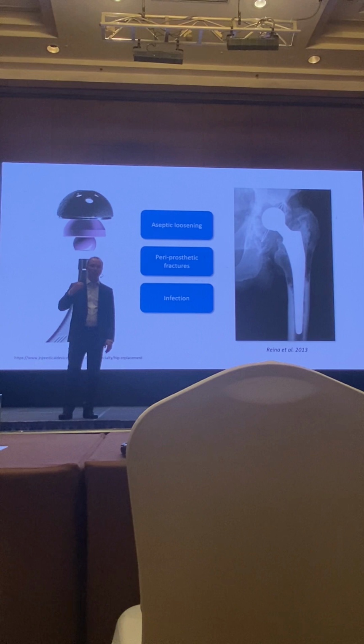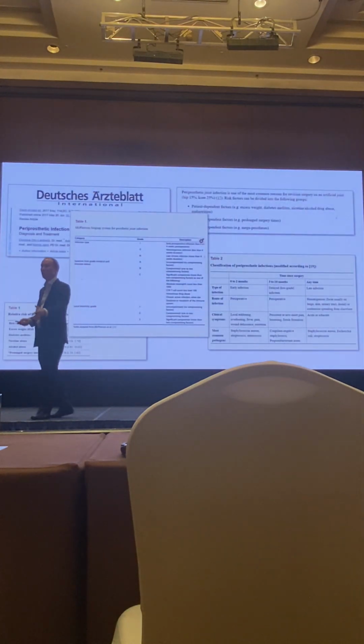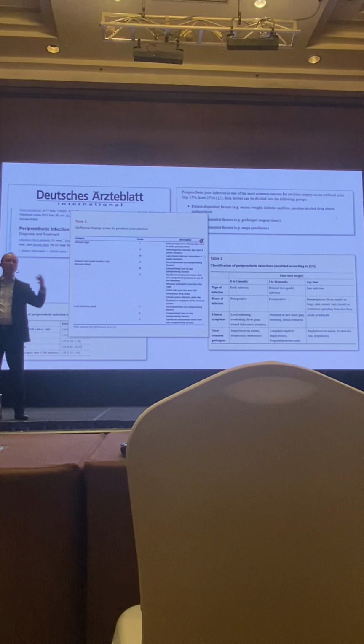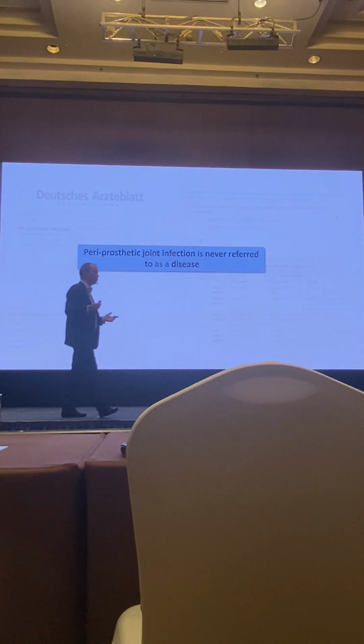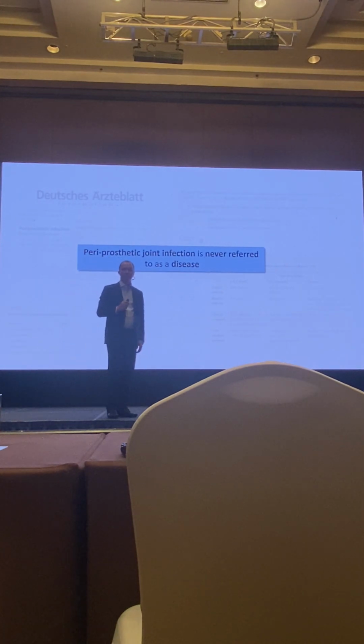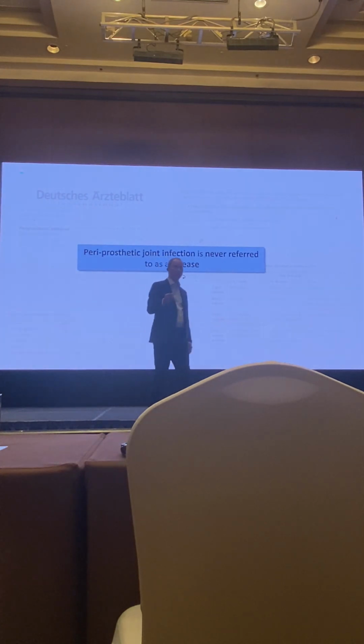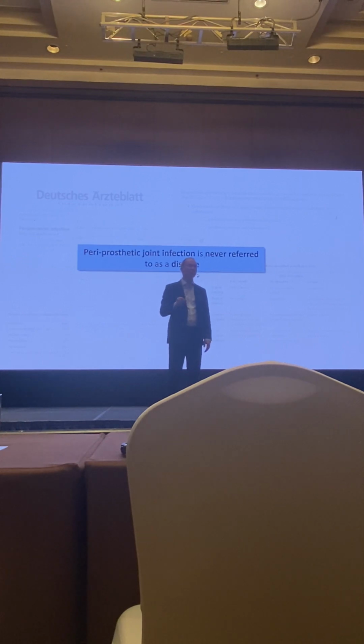So in dentistry, we treat it like a disease. In orthopedics, it's an infection. It's a complication. Right? And you just look at a review article like this. You can pull up any review article on periprosthetic infections, and not once is it referred to as a disease. It's not a disease because it's an infection on a joint. Why is it in dentistry we call it a disease?